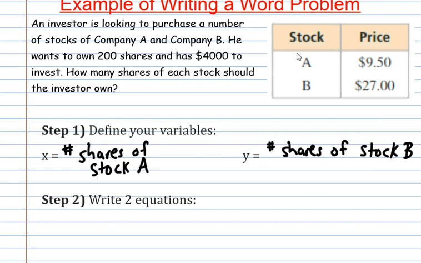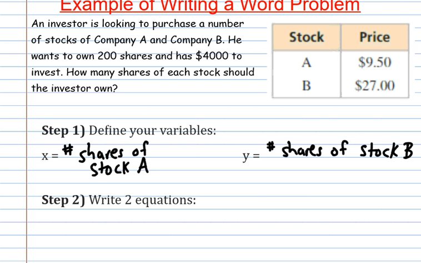So company A is selling parts of their company for $9.50. Company B maybe is worth more because their stock is $27 a share. So you buy part of the company, you own part of the company. As the company does better, then you can sell your shares at a later time for more money. That's how investing works.